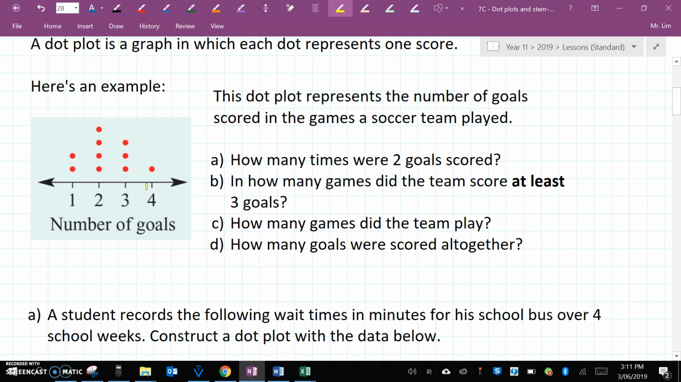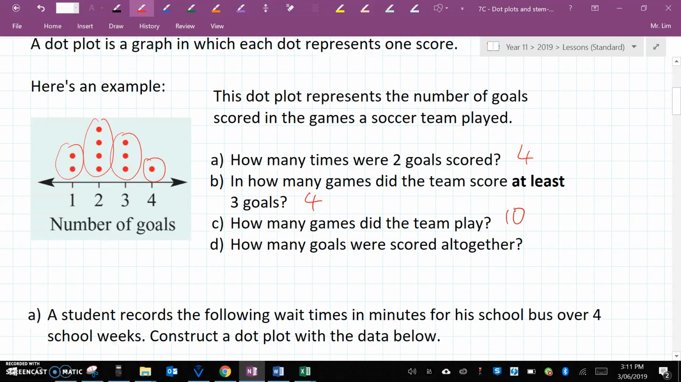So how many times were 2 goals scored? 4 times, or in 4 games. In how many games did the team score at least 3 goals? At least means 3 or more. 4 games. How many games did the team play? 2 plus 4 is 6, plus 3 is 9, plus 1 is 10.